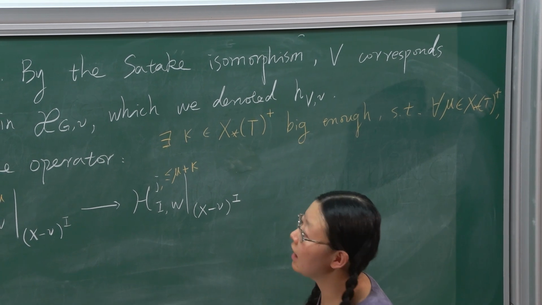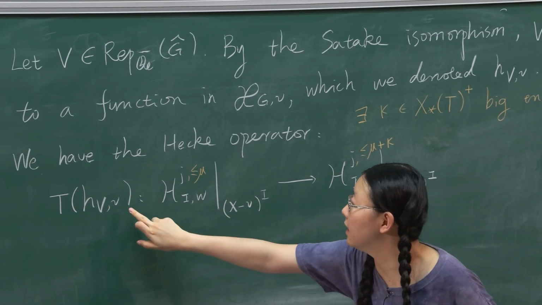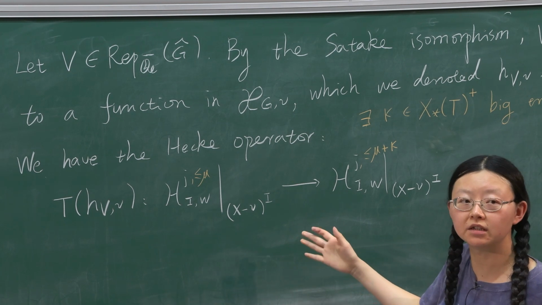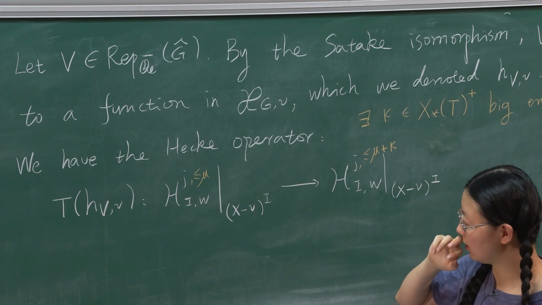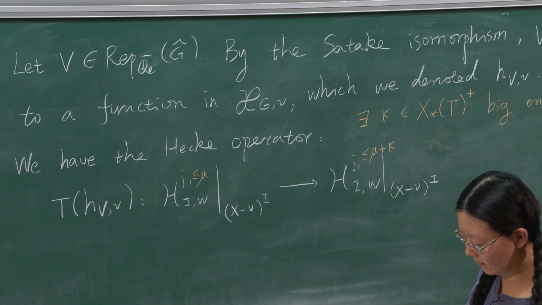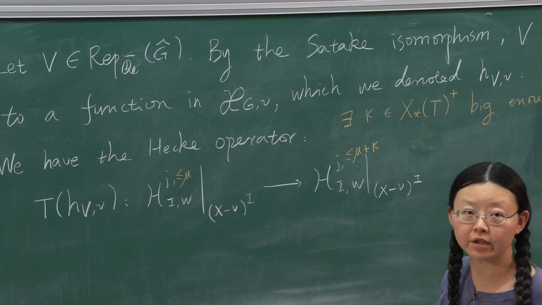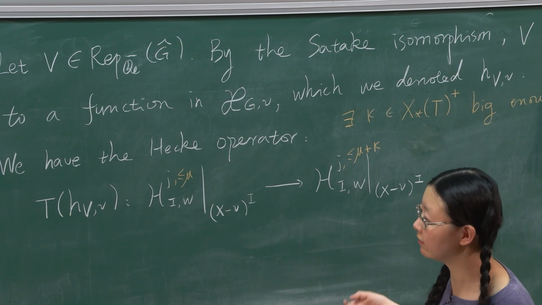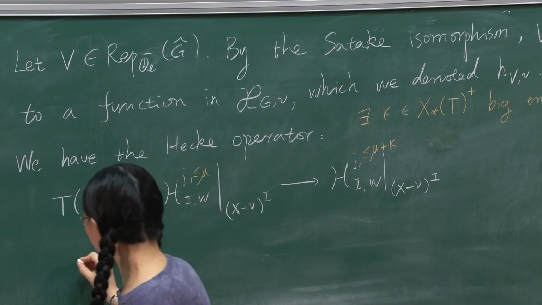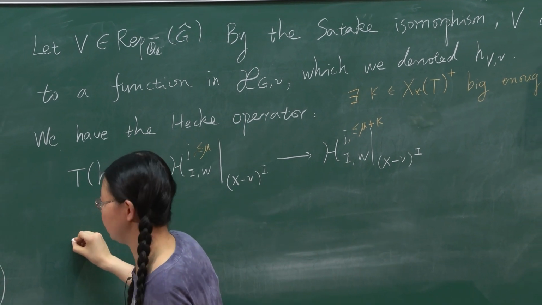And to get the Eichler-Shimura relation, what we want, the first step, is to extend this Hecke operator on the place v, and then get a relation of the Hecke operator with the partial Frobenius map. To realize this, we need a special case of the excursion operator of Vincent Lafforgue. So now I will recall a special case of the excursion operator.